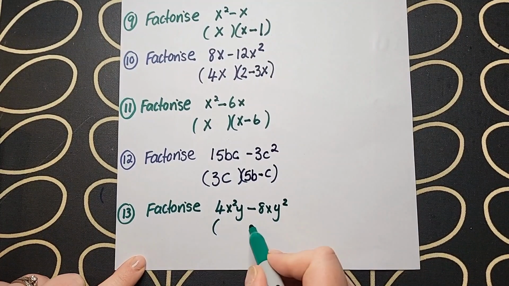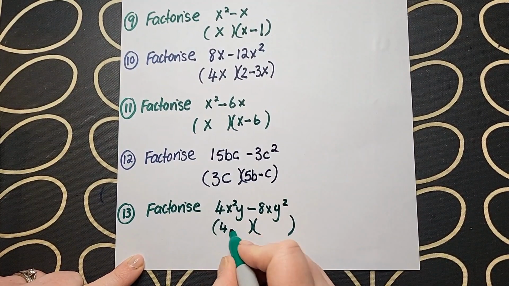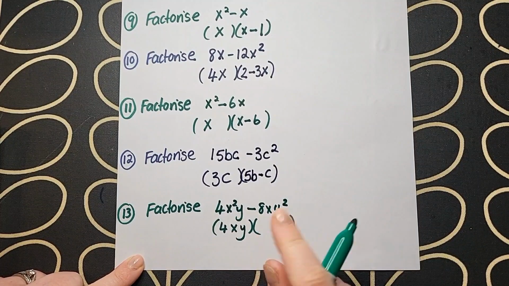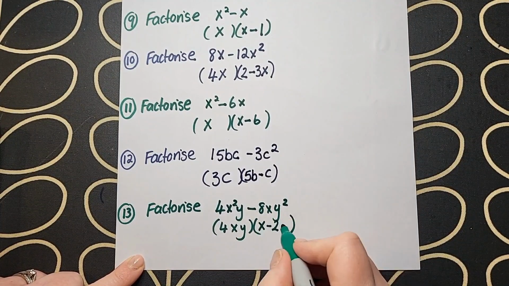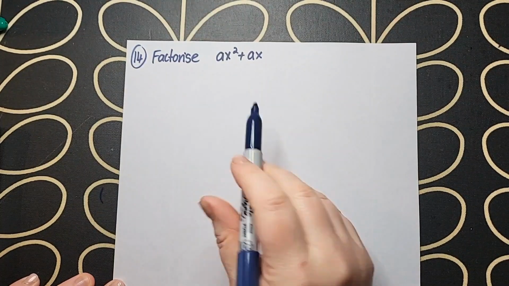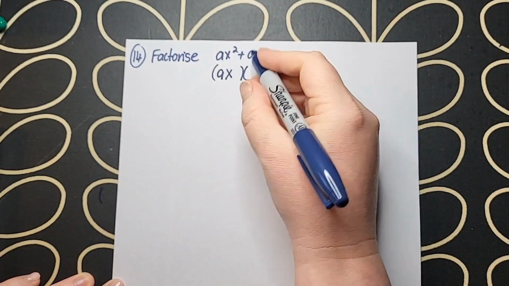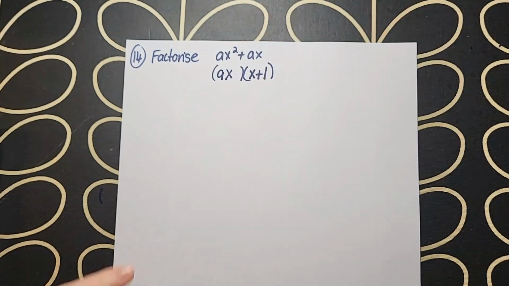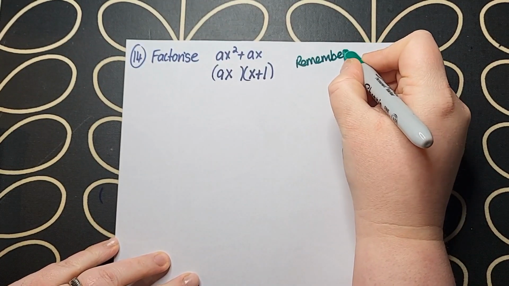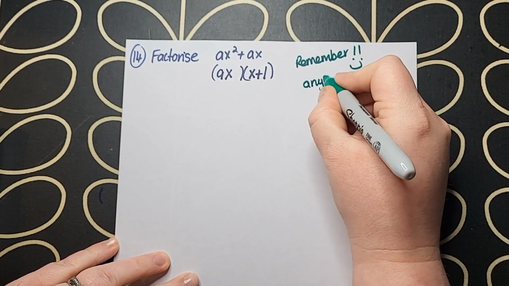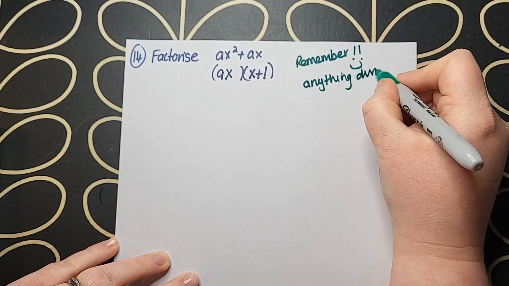So continuing on here with the likes of question 13, there's quite a few bits and pieces that divide in evenly. You've got a 4, an x and a y. So just mind yourself, go through it bit by bit, do the numbers first and then the letters. Again, another example here of anything divided by itself gives 1. So just be careful of that fact here when we're looking through question 14.